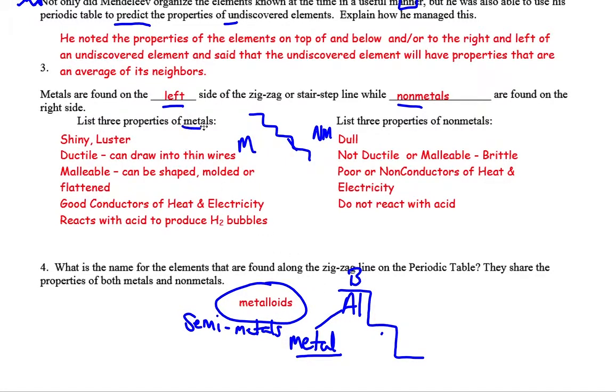So let's look at the properties of metals. They're shiny, they have luster. They're ductile, which means we can draw them into thin wires. They're malleable, meaning we can shape or mold or hit them. Good conductors of heat and electricity. This is because of that sea of electrons. The electrons are kind of free to flow around and move.